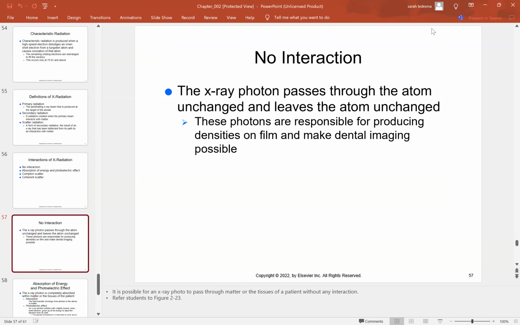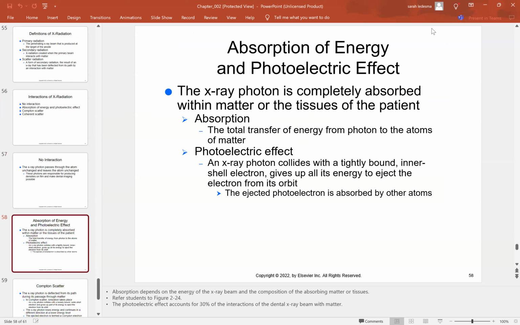No interaction, meaning the X-ray photon passes through the atom unchanged and leaves the atom unchanged. The X-ray photon is completely absorbed within matter or the tissues of the patient. Absorption, meaning the total transfer of energy from the photon to the atom of matter. And photoelectric effect, an X-ray photon collides with a tightly bound inner shell electron and gives up all its energy to eject the electron from the orbit. The ejected photoelectron is absorbed by other atoms.